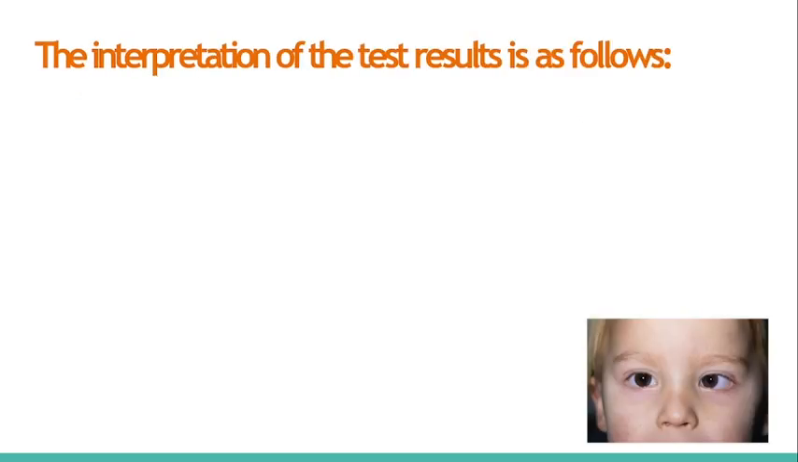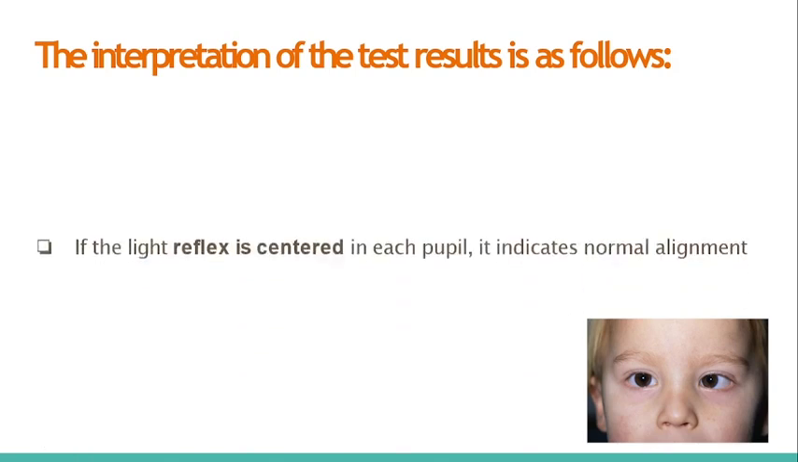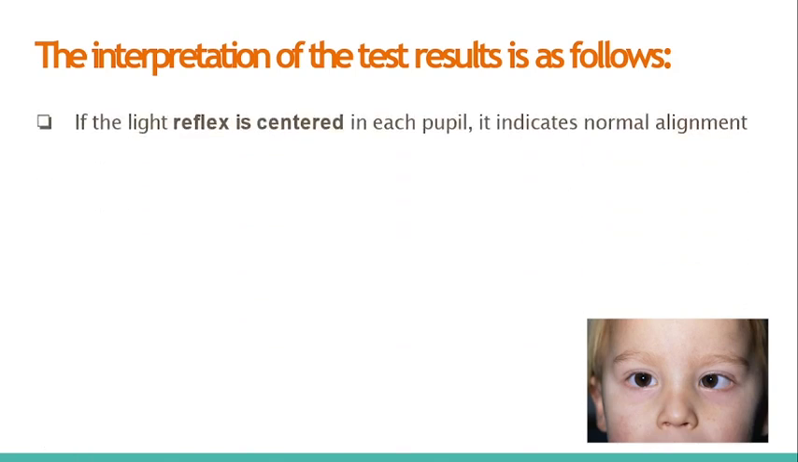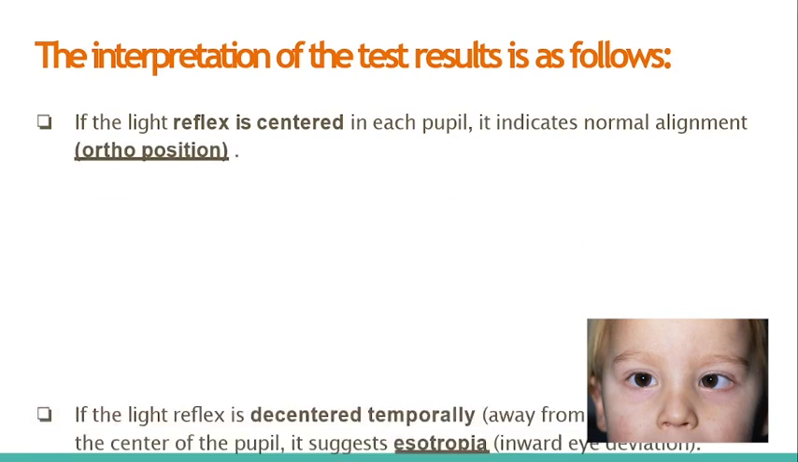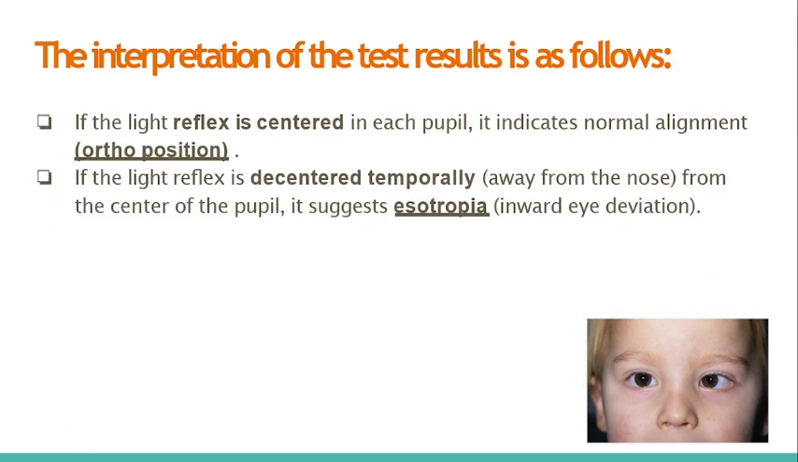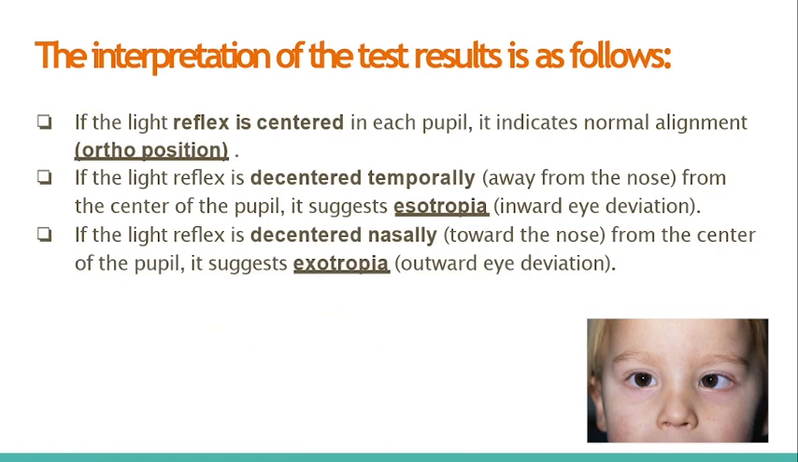The interpretation of the test results is as follows. If the light reflex is centered in each pupil, it indicates normal alignment. If the light reflex is decentered temporally (away from the nose) from the center of the pupil, it suggests esotropia (inward eye deviation). If the light reflex is decentered nasally (toward the nose) from the center of the pupil, it suggests exotropia (outward eye deviation).